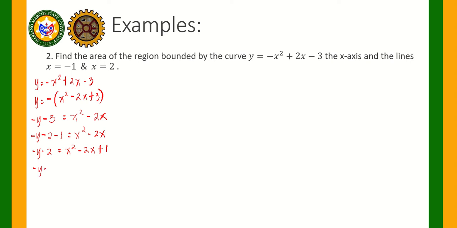So this is negative y minus 2. What are the factors of this quadratic equation? That will be x minus 1 squared. So x minus 1 times x minus 1. Okay? So from here, if we see this, this is the standard equation of a parabola opening downward with its axis parallel to the y-axis, as I've said kanina. So draw lang natin yung ating curve.